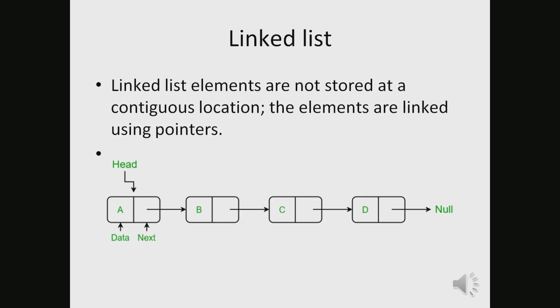See the example. The first node is called the head node. It has two parts. One is the data part. The other part holds the address of the next node. So in each node we have two parts.